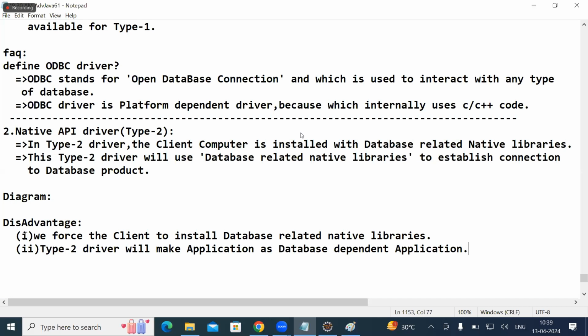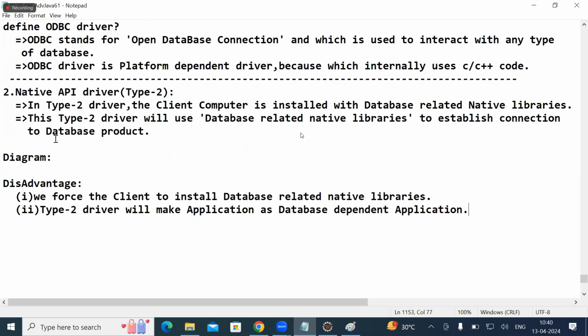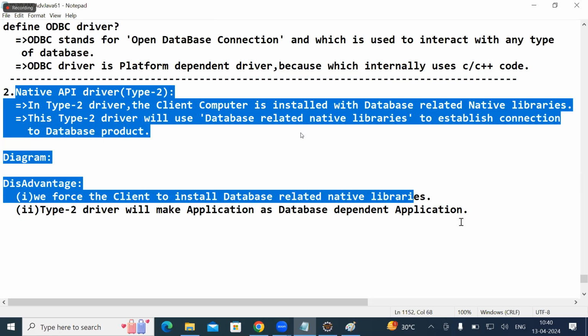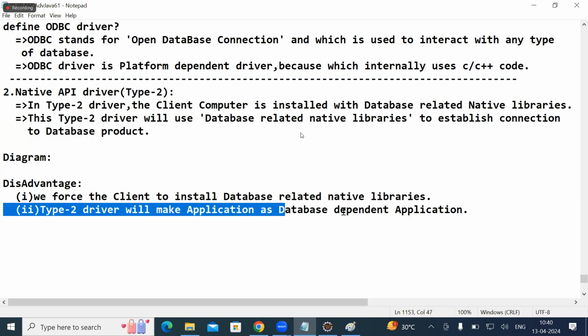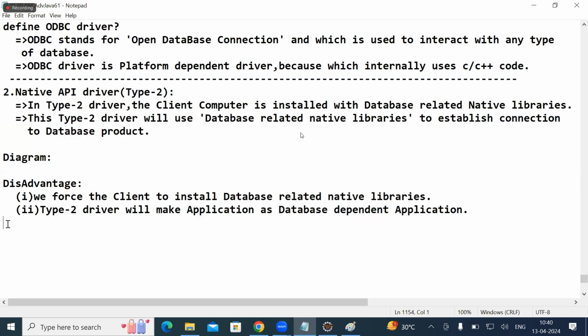What did you observe here now? Sir, our application must be database independent, but it is becoming database dependent. Because of this reason, the market said don't use Type 2. If you use Type 2, it will make your application dependent. That's a drawback, so the market stopped using Type 2. It is making your application database dependent.